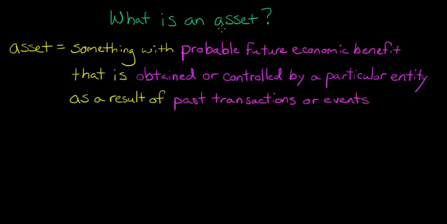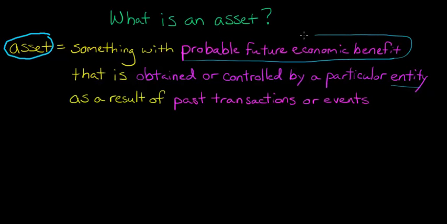In this video, I'm going to talk about what an asset is. So the technical definition of an asset is that it's something with probable future economic benefit that was obtained or controlled by an entity, for example, your business. If you started a business, that's the entity we're talking about, as a result of a past transaction or event that took place. So the key here is probable future economic benefit.